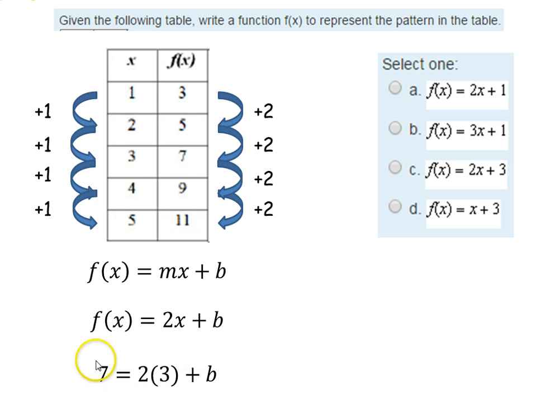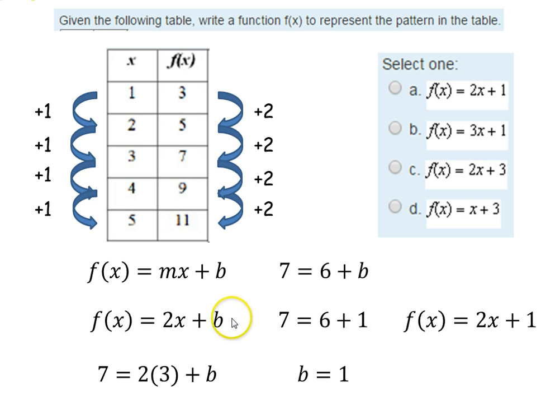Because if I look at this equation, I can do 2 times 3. That's 6. So I have 7 equals 6 plus b. Well, what's the value of b? It's got to be 1, because 6 plus 1 is 7. So this tells me that b is 1, or the y-intercept of this relationship is 1. And now I can take this y-intercept, plug it into the function that we had with the slope of 2 and the y-intercept of 1, and we'll find that a is our answer.